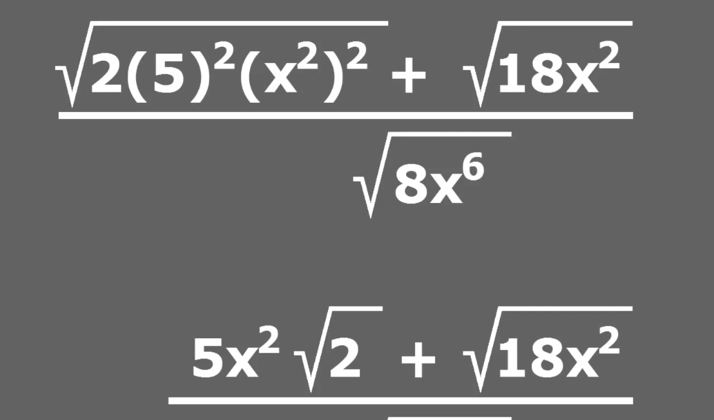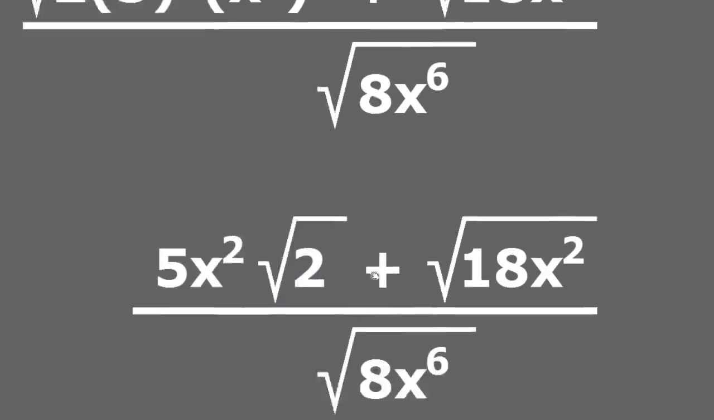5 squared came out just as a 5, and x squared squared came out just as x squared, only with one exponent, the one on the inside, and the other one, well, it got lost because we took it outside of the radical sign. Now, this expression just equals 5x squared multiplied by the square root of 2.